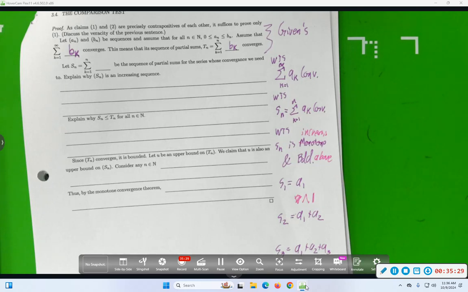So now we have a really explicit version of what we want to show. I want to use monotone convergence here. We need to explain why Sn is increasing and why it's bounded above. And I think you already know why it's increasing, right? It's increasing because the individual terms are non-negative. So let's try to do that.